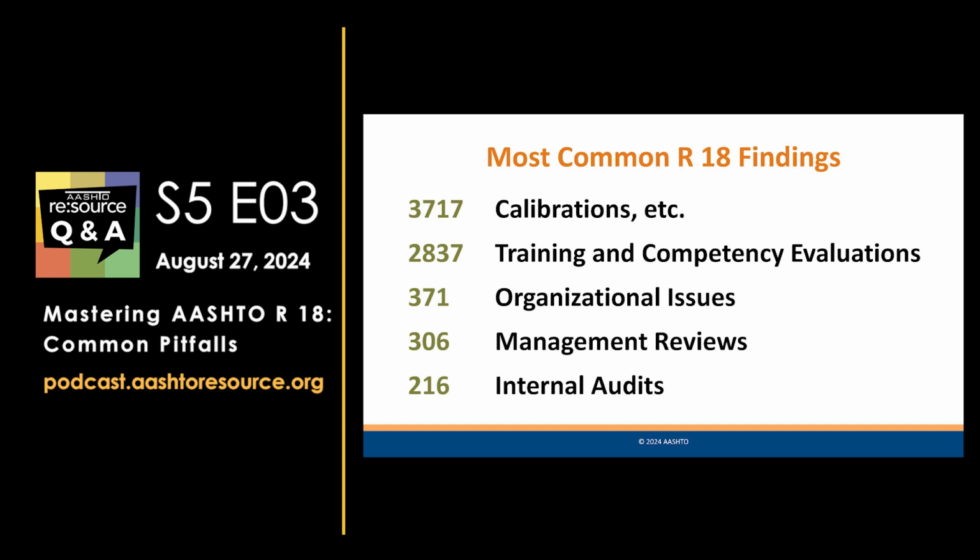And then 216 for internal audits. I think that shows progress on the internal audit front, that there were not as many as management reviews, because a lot of times those two are neck and neck with each other. Okay. So those are the most common categories for R18 findings in general.